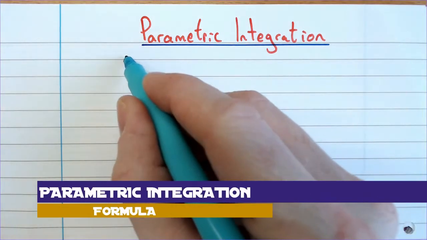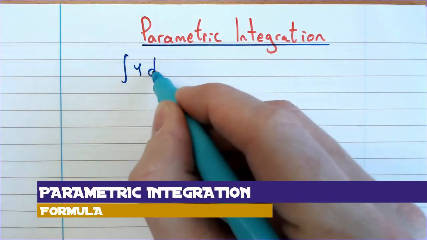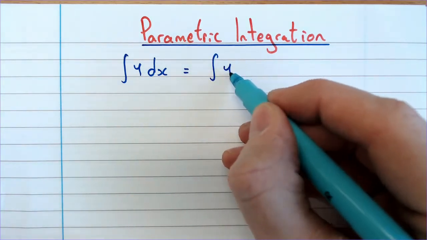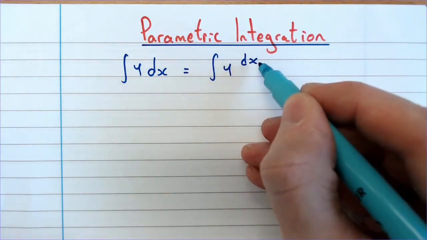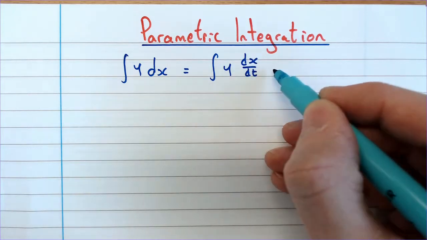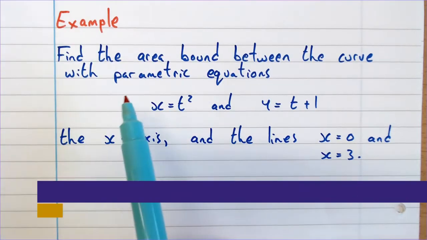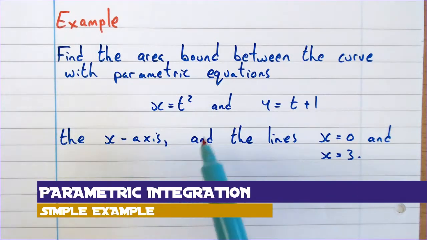Today we're going to look at integrating curves given in a parametric form. That's where two equations are connected by a common variable, usually the letter t. So the integral of y dx/dt is equal to the integral of y times dx/dt by dt. It's easier to understand with an example. So we're going to look at this one.